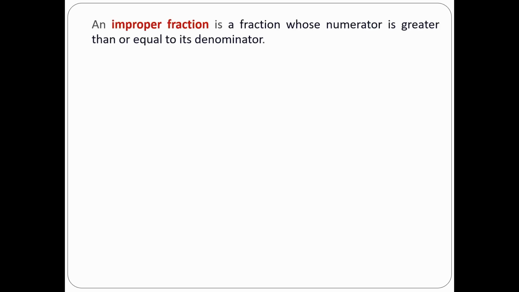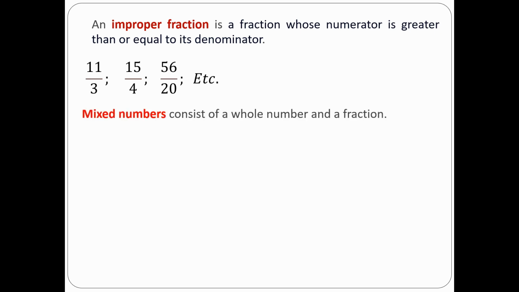An improper fraction is a fraction whose numerator is greater than or equal to its denominator. Examples of improper fractions are 11 over 3, 15 over 4, 56 over 20, etc. How about mixed numbers? Mixed numbers are numbers that consist of a whole number and a fraction. Examples of mixed numbers are 3 and 1/2, 2 and 3/4, 5 and 2/3, etc.